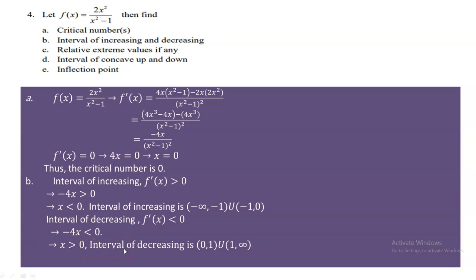So the interval of decreasing is going to be from 0 onward. But here again 1 must be rejected because 1 is not part of the domain. And because of that, 0, 1 union 1 to infinity is going to be the interval of decreasing condition.